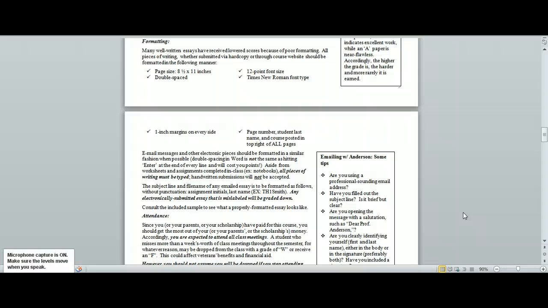But while I put MLA formatting here, double-spaced, 12-point font, Times New Roman font type, this is kind of a default setting. If you can't think of how to format something, maybe because it's a particular document type that you haven't worked with before, or something comes up, you can default back to these, and if you format your products according to these standards, you're going to be fine.